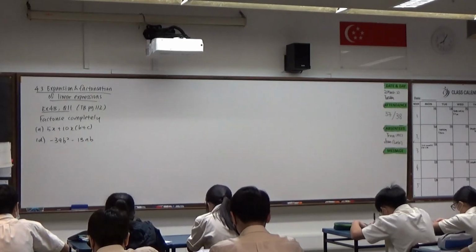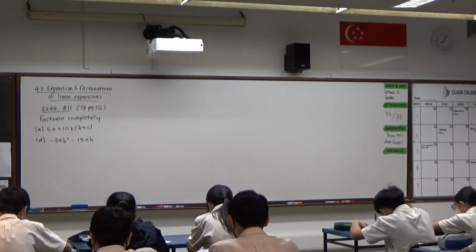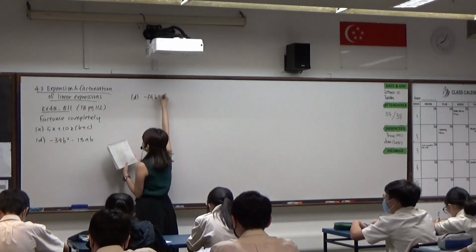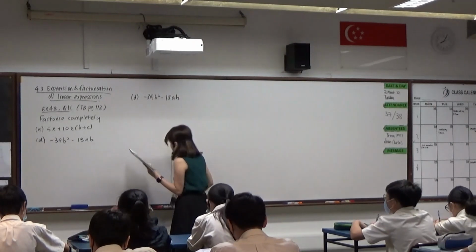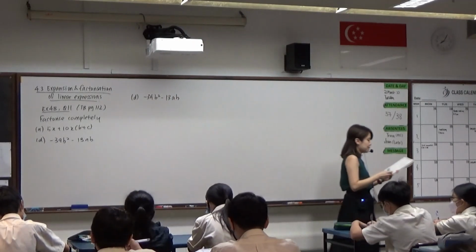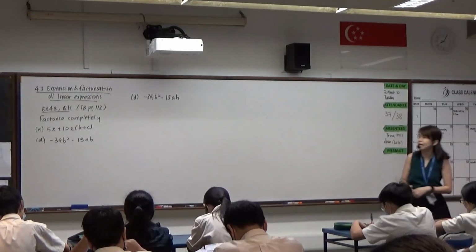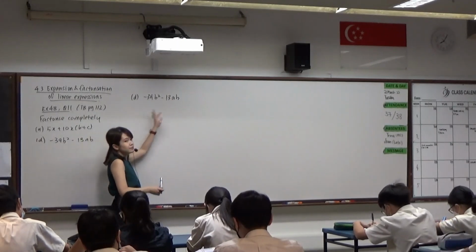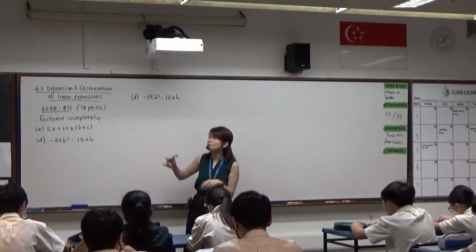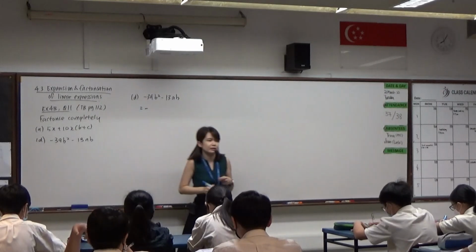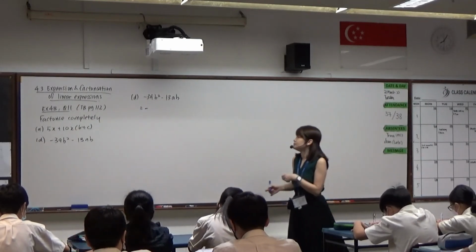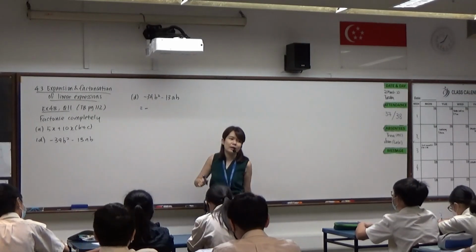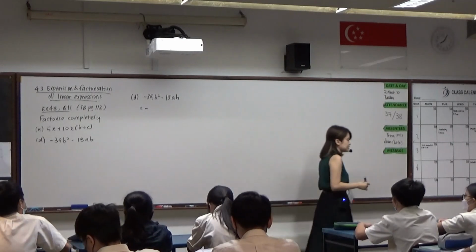Where I want to factorize completely negative 39b squared minus 13ab. So let's just write my working over here. We have negative 39b squared minus 13ab. Notice that for both terms there is a negative in it. When both terms have negative, we must actually factorize out the negative sign. Then looking at the individual numbers, 39 and 13, what is the highest common factor between 39 and 13?